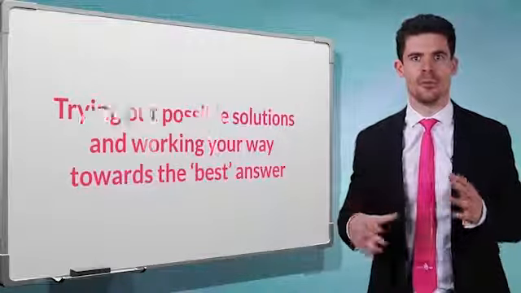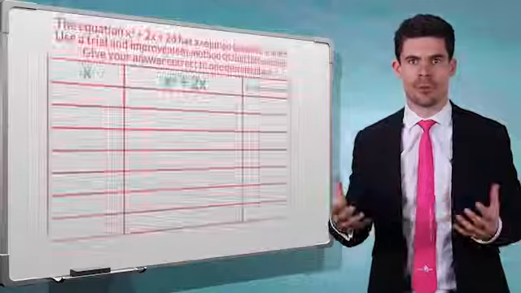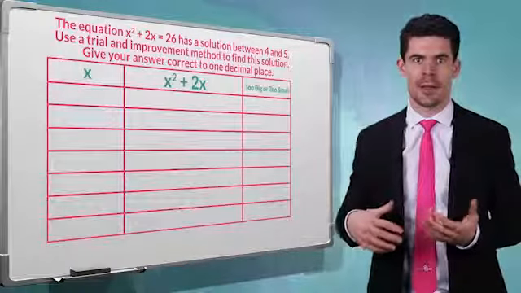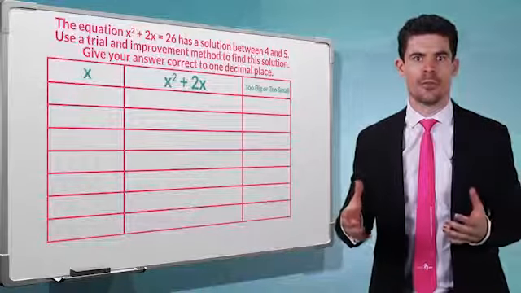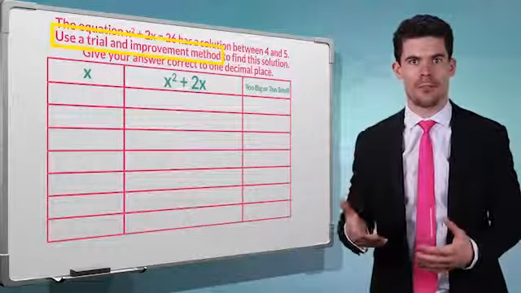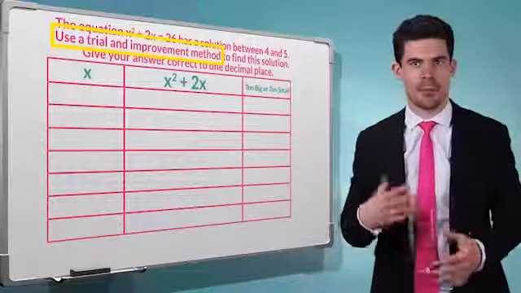It's very useful to draw a table to track what you are doing. Sometimes you are given a template to use, but not always. So always keep an eye out in the question for the words use a trial and improvement method. Okay, so let's see how it works.